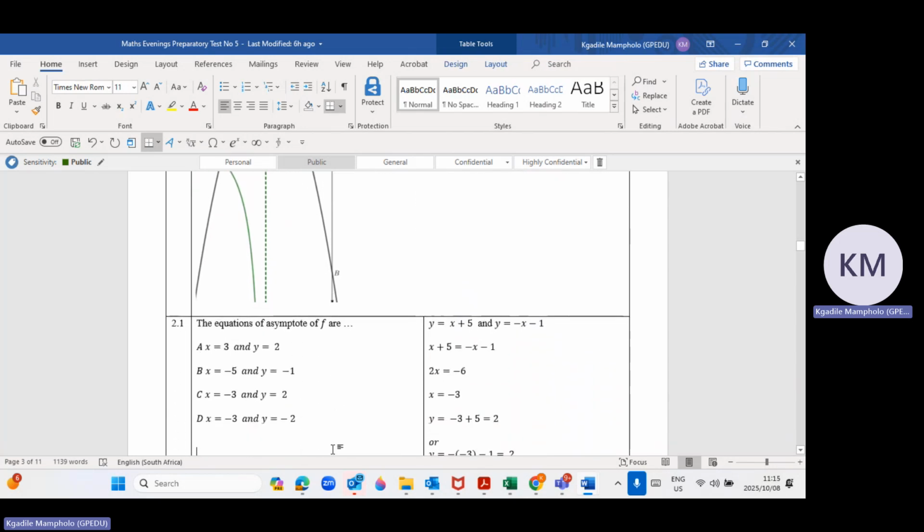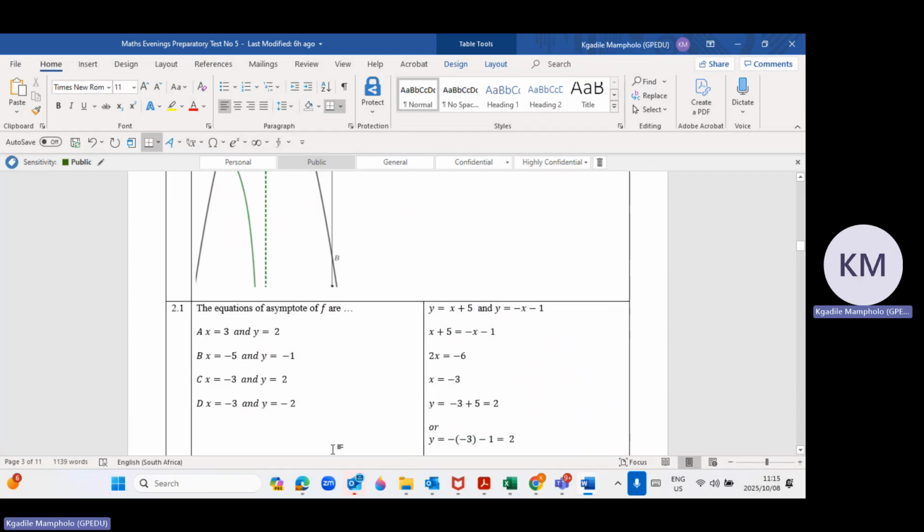So 2.1, the equations of the asymptotes of f are, remember, if you are given both lines of symmetry, you can use them to determine the asymptotes. The reason being that lines of symmetry intersect where the asymptotes intersect. So then you solve them simultaneously. You find that x is minus 3. Then to get y, you substitute into one of the equations. Whether you substitute into this one or this one, you get the same answer. Then y will be 2.